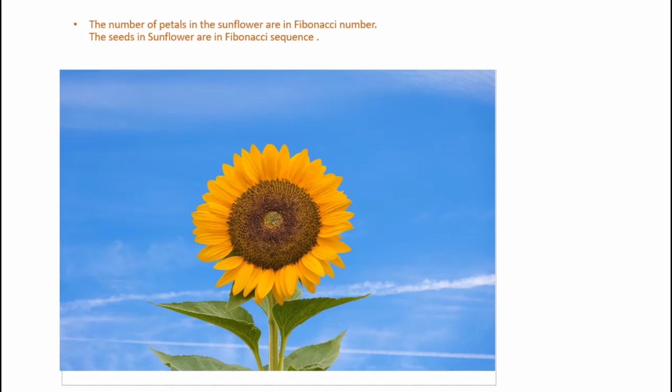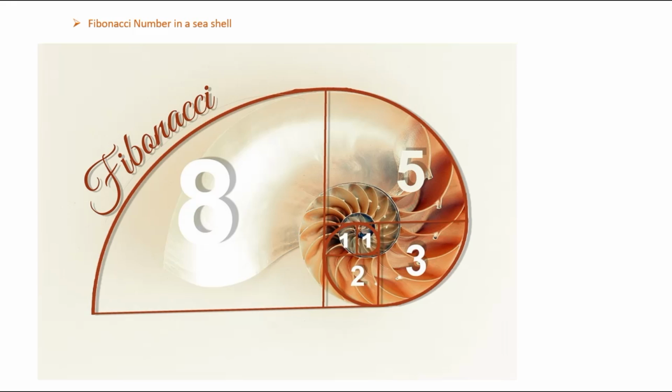If we look in nature, we can see the Fibonacci numbers everywhere. This is the picture of the sunflower. The number of petals in the sunflower are Fibonacci numbers, and the seeds in the sunflower are in the Fibonacci sequence. That's why Fibonacci is very powerful. This is the picture of the seashell. We can find the Fibonacci sequence in the seashell, snail and even in galaxies too.